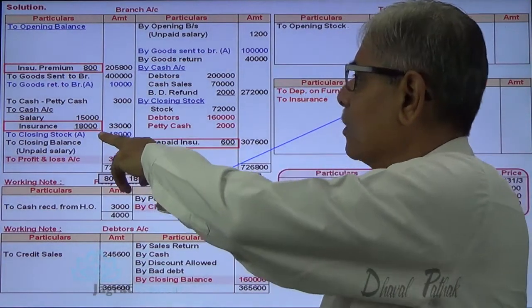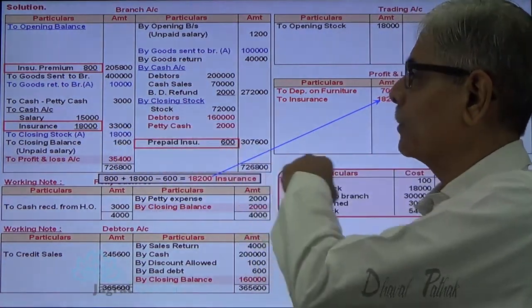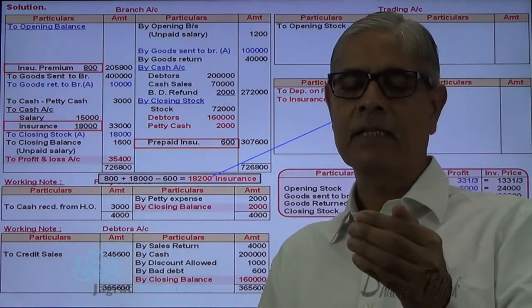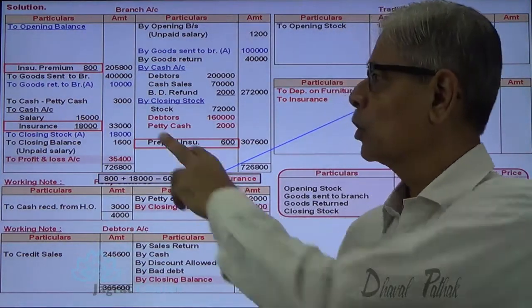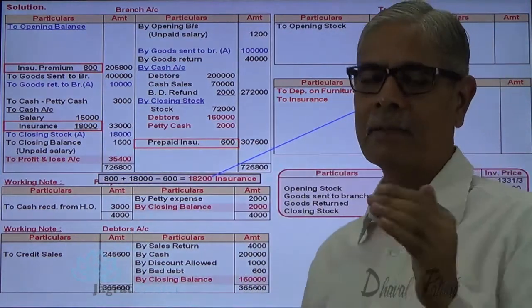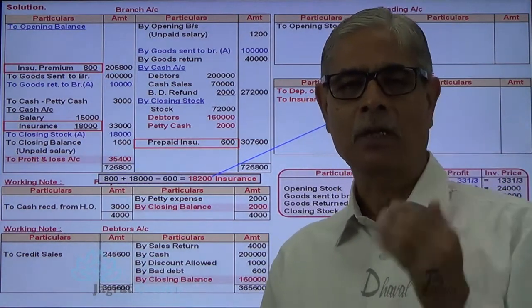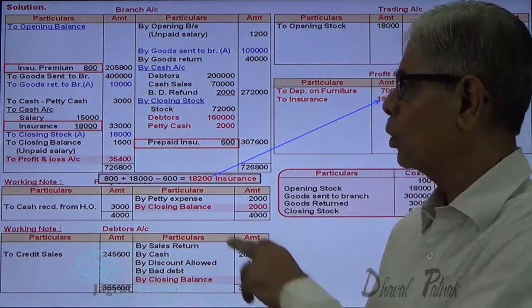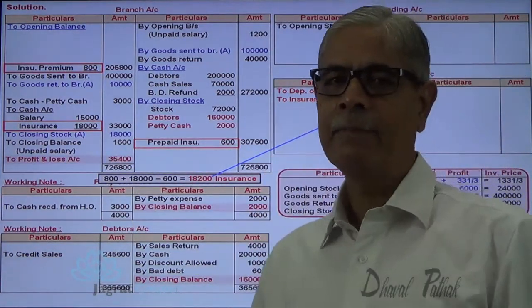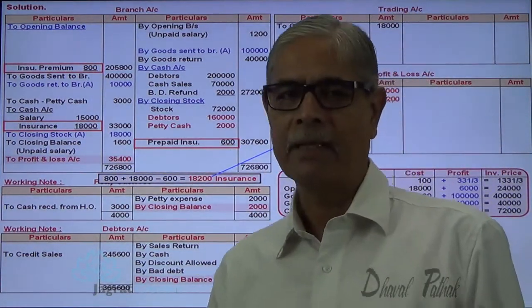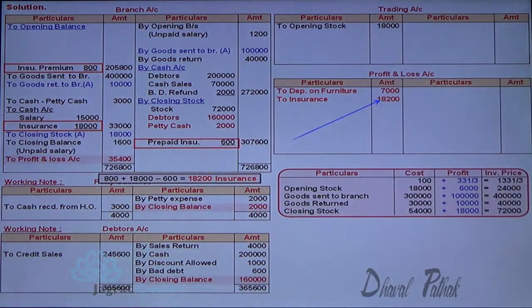That can be explained in another way. Payment of 18,000 includes the prepayment of 600. So payment of 600 is for the next year. So 18,000 minus 600 is the payment for the current year. Prepayment at the beginning of the year means the payment for the current year, so it should be added. So that's why this 800 is added. So 800 plus 18,000 minus 600, net amount debited to profit and loss account.